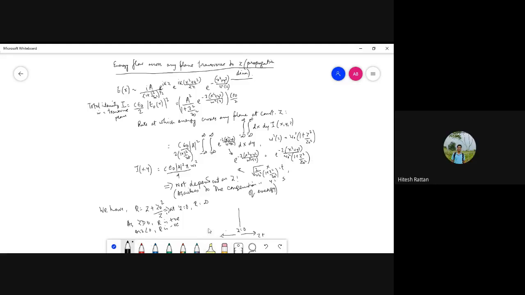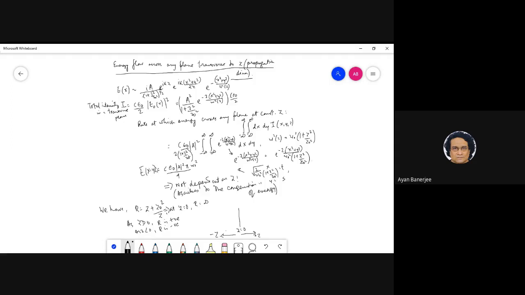Sir, I have a question. Just intensity being independent of z, how does that imply conservation of energy? Hitesh, very sorry, you guys are not telling me. This is not I, right? This is energy. Come on, this is E.